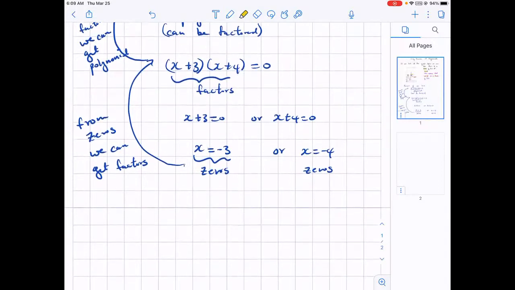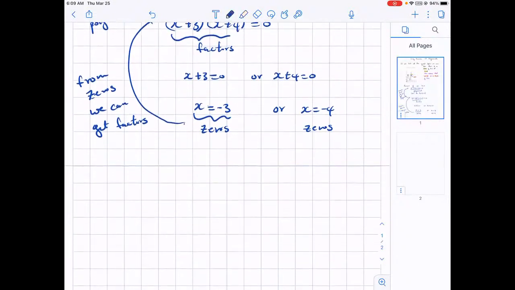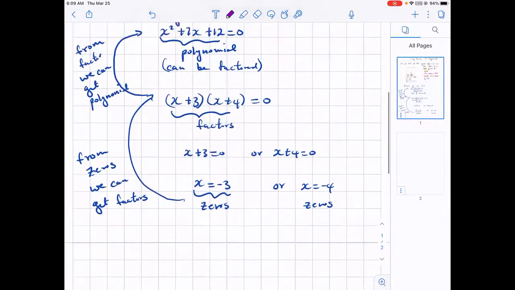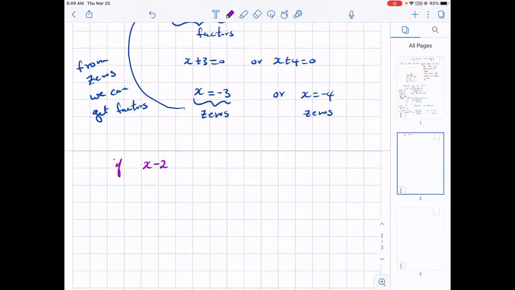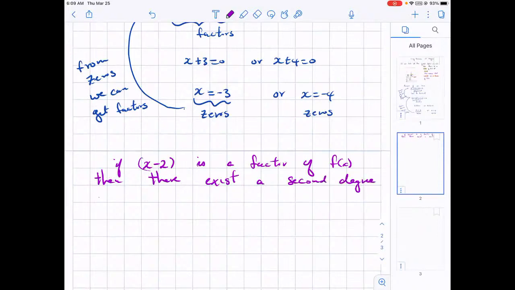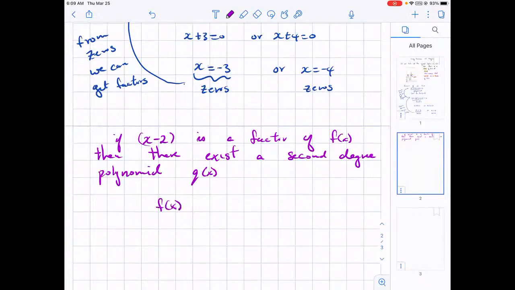Now, if we have a factor, it also tells us that if x minus 2 is a factor of f of x, then there exists a second degree polynomial, let's call it q of x, and we can say that f of x is now equal to x minus 2 times some other polynomial q of x.